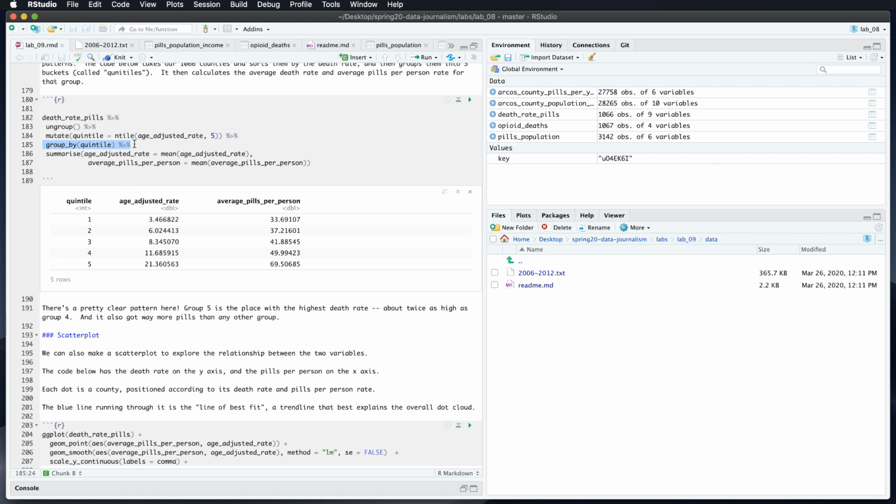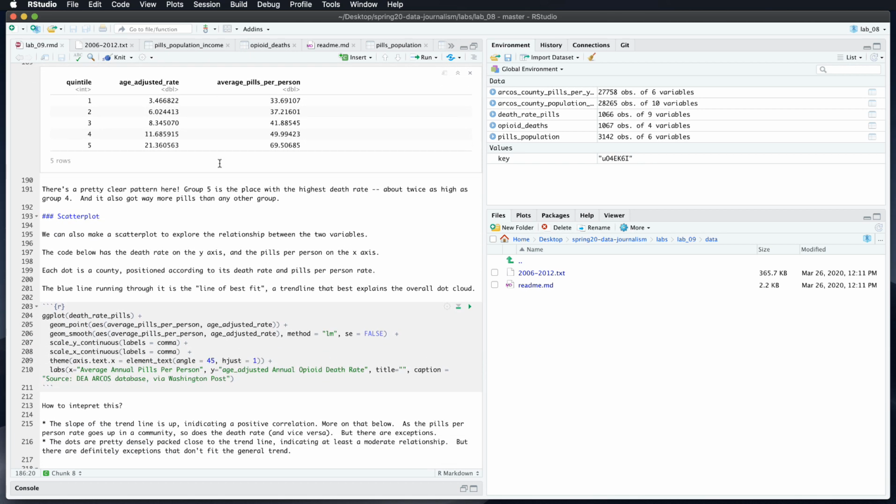Then I'm saying group by quintile. So we want to put all of the quintiles together and calculate the average age-adjusted rate. So that's how we know it's 3 for quintile 1 and 21 for group 5, and the average pills per person, also by using mean.